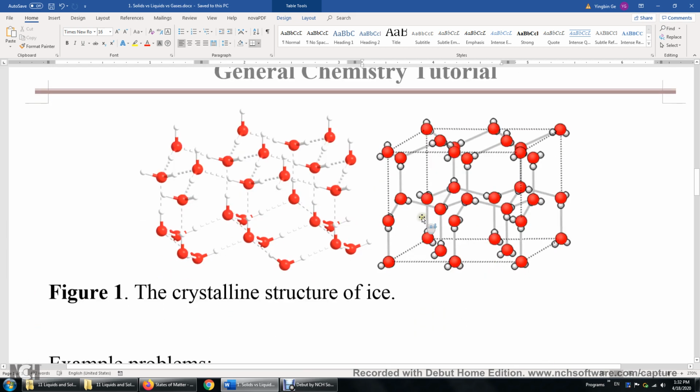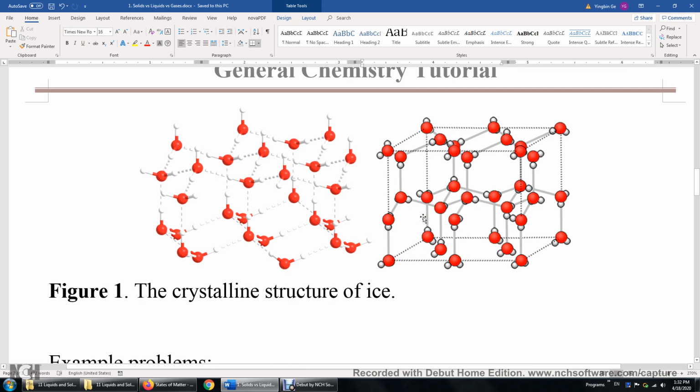Now I want to show you a couple pictures of the crystalline structure of ice. Let's look at this picture first. This is one water molecule, and we have oxygen here, two hydrogen atoms. Between the hydrogen and oxygen, there's a chemical bond with a 500 kilojoule per mole bond strength. So this is a very strong bond.